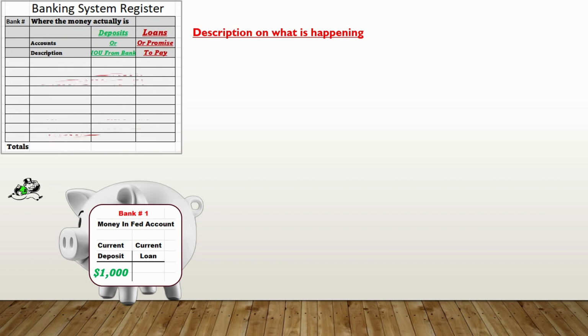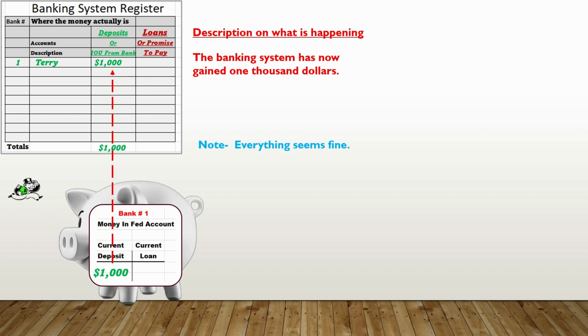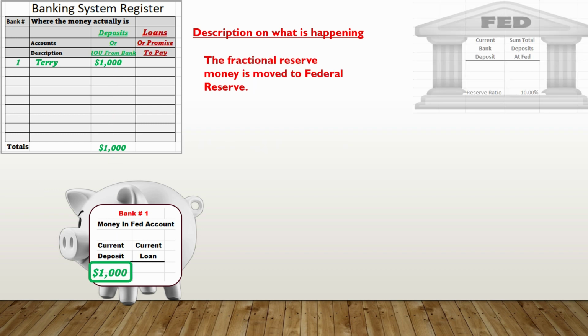This will give us a behind-the-scene view of what we have never even thought about before. Now that Terry deposited $1,000 in bank number 1, the banking system has now gained $1,000. Everything seems fine. Our fractional reserve banking system requires all banks to separate a certain percentage of each bank's deposits and move to their reserve account at the Federal Reserve.